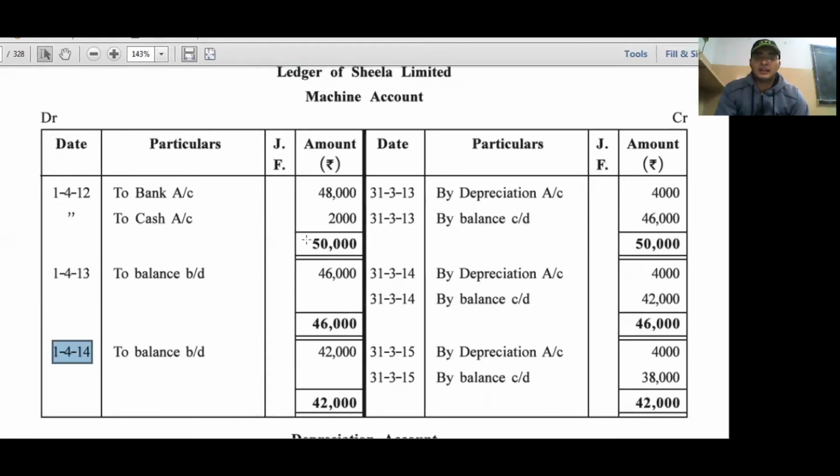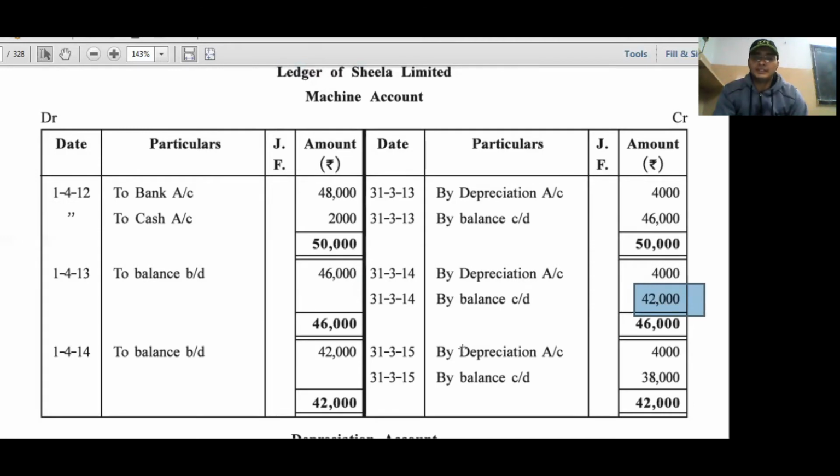Now, out of this 50,000, if I am deducting the value of 4,000, the remaining is 46,000. This 46,000 is the closing balance. Opening balance for next year, again 46,000. There is no other purchase or sale during the year. So I am closing this year and deducting 4,000 as depreciation. So my second year closing balance is 42,000.